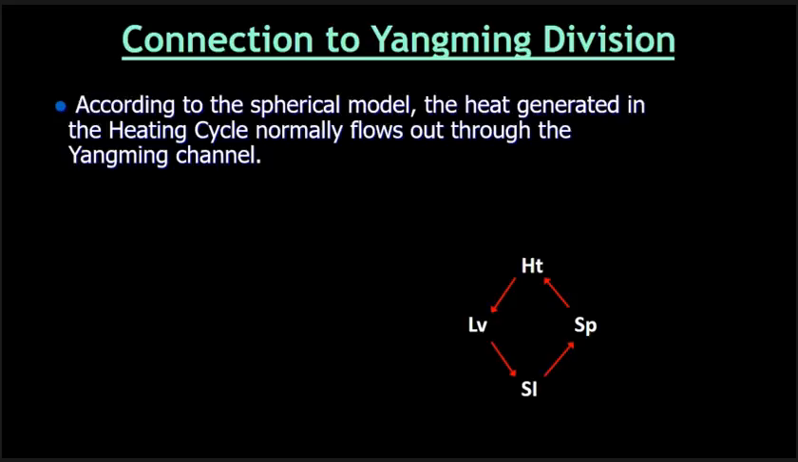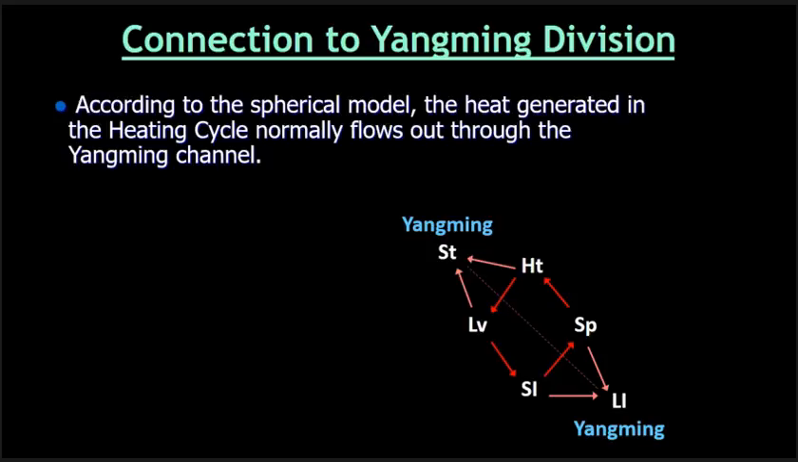So here's the connection to the Yangming division. According to the spherical meridian model, the heat generated in the heating cycle normally flows out through the Yangming channel. It's like this. Yangming has the stomach and the large intestine meridians sitting at these sides of the heating cycle.